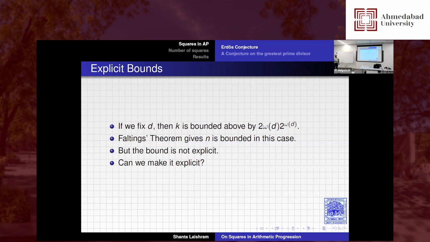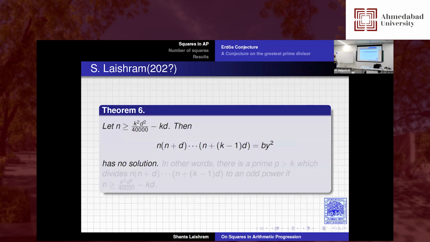So can you make it more explicit? Can you give an exactly fixed bound? Regarding this, I did some work recently. I have a preprint, but I have not really submitted it. So what we saw is that whenever n is bigger than k squared d squared by 40,000 minus kd, then this equation has no solution.